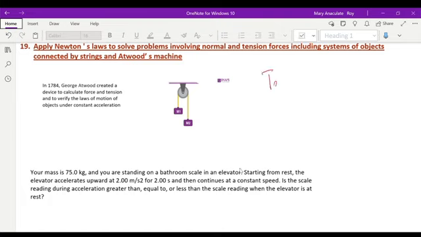And you should be familiar with the tension force. Tension force is the one which is acting on ropes or strings, etc. So we label that as tension force. All right, so tension is a force.